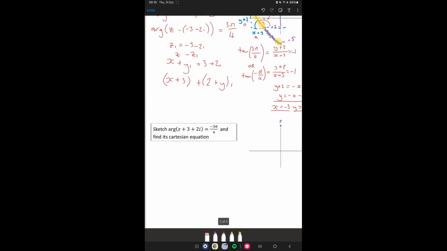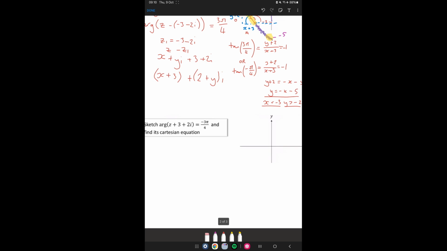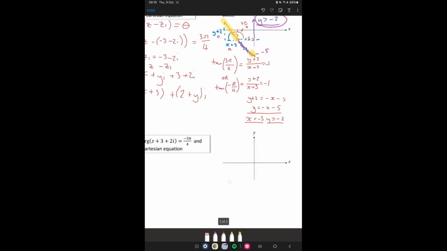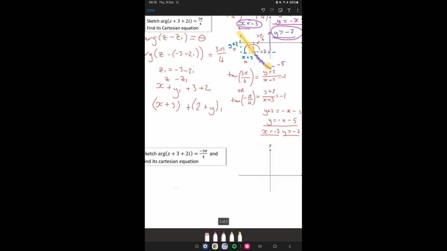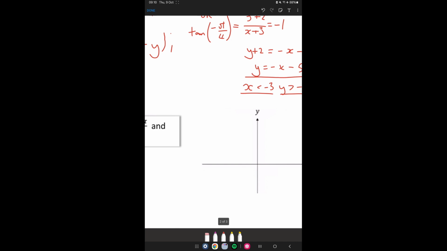So now this time the argument is -3 pi over 4. So let's think about what that would mean. I'm going to use the same sketch and everything because the only difference here is what the argument is now. So we're still going to have our coordinates here at -2 and 3. Just pretend that's a 2. So I still have my coordinate here. But then let's think about what the argument would look like.